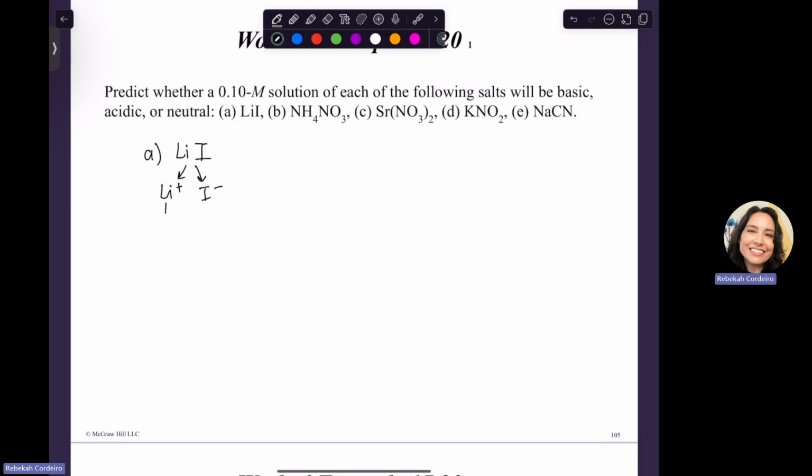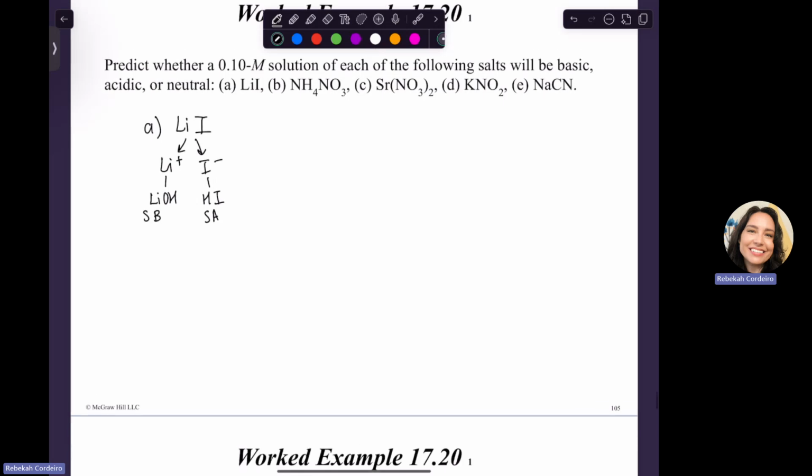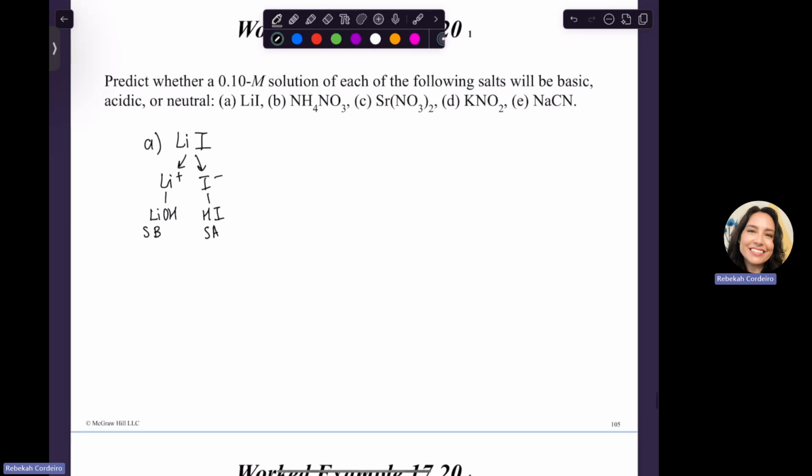Where does lithium come from? Lithium looks like it comes from lithium hydroxide, right? That's a strong base. Where does iodide come from? It looks like it comes from HI, which is a strong acid. So if you have a strong base, strong acid combination, your conjugates don't actually get to do anything. So we would call this neutral.